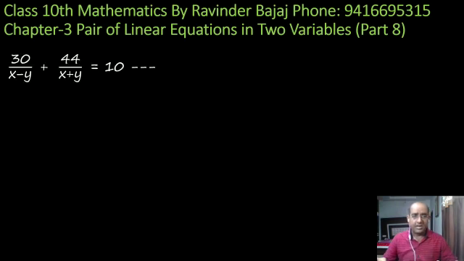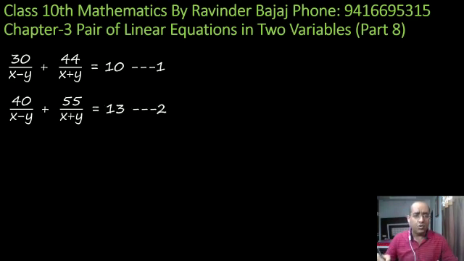This is equation number 1. This is equation number 2. Now we will solve both the equations. But to solve a linear equation, the power of x and y should be 1. But here x and y are again in the denominator. We have to do some suitable substitution to solve for x and y.